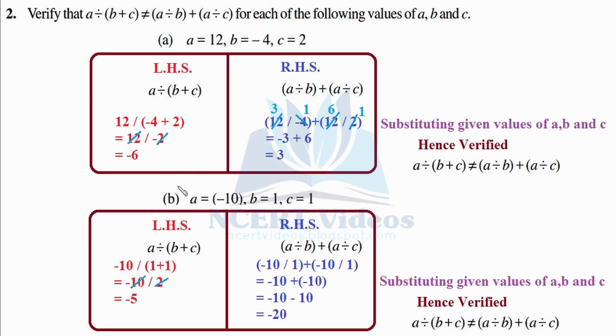Now b part, here a is minus 10, b is 1, c is 1. We will do the same thing, putting the values here. Now solving it, minus 10 as it is, 1 plus 1 is 2, 1 2 is a 2, 5 2 is a 10, minus sign here. And right hand side, substituting the values, solving it, minus 10 plus again minus 10. Now minus 10 plus minus 10, both are the same sign, we add them up and put the sign of negative, minus 20. Again minus 5 is not equal to minus 20, therefore it is again verified. So this was question number 2.